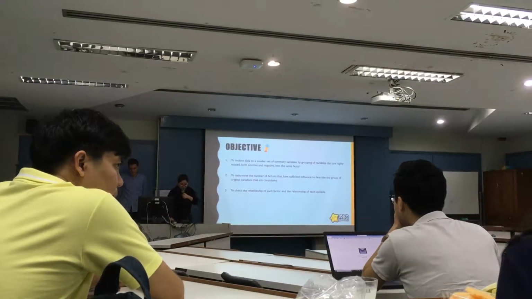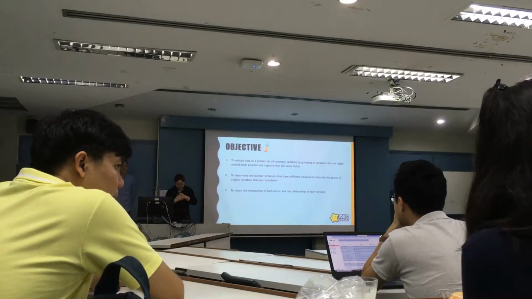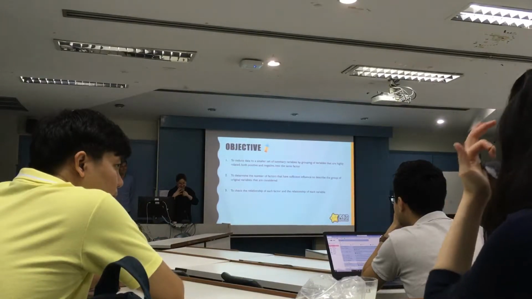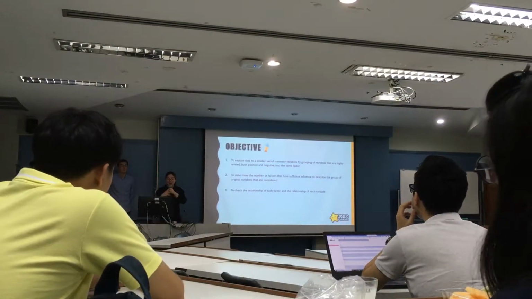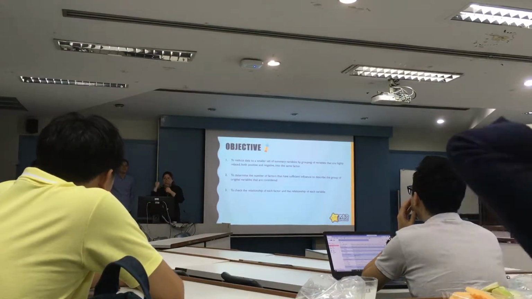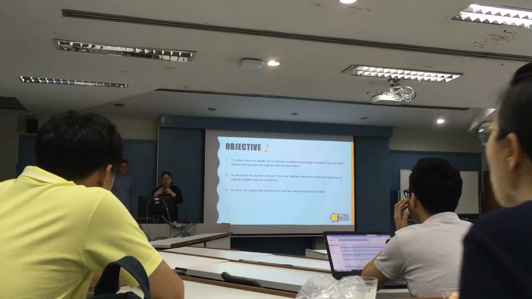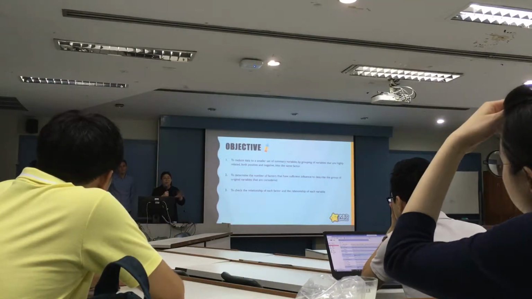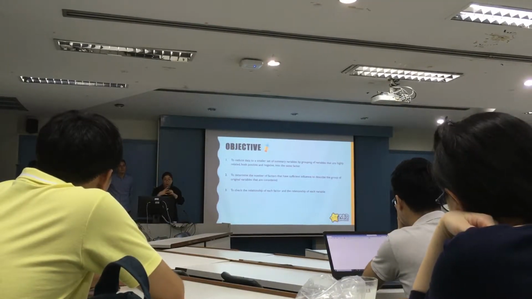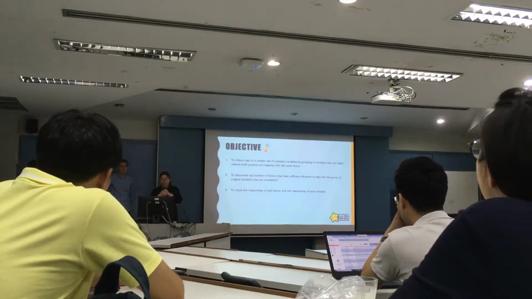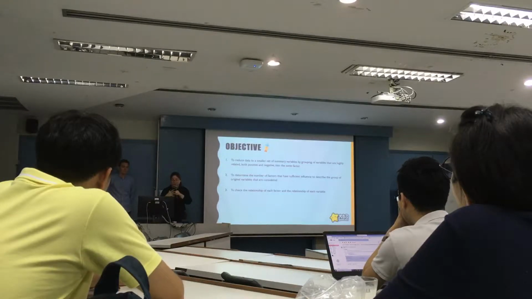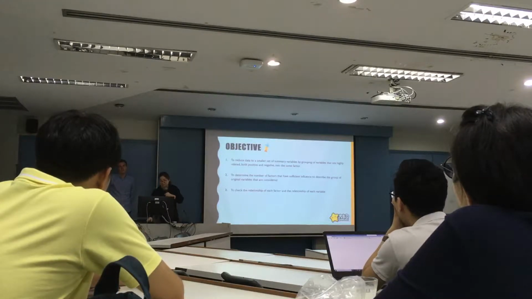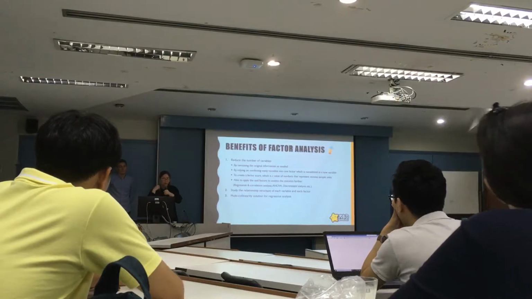So, first, the objective is to reduce the data to a smaller set of summaries by grouping variables that are highly related, in both positive and negative ways. So, in reality, we have multiple variables and we just want to group them together and determine the number of factors that have significant influence on the group. And lastly, to check the relationship of each factor and the relationship of each variable.